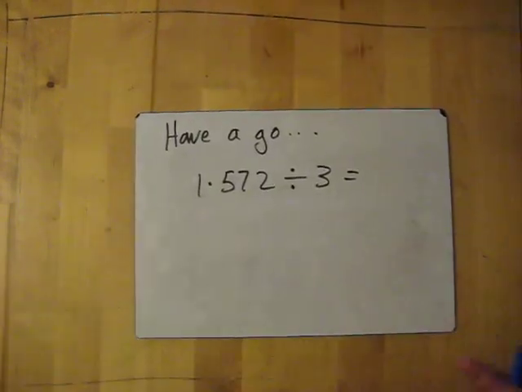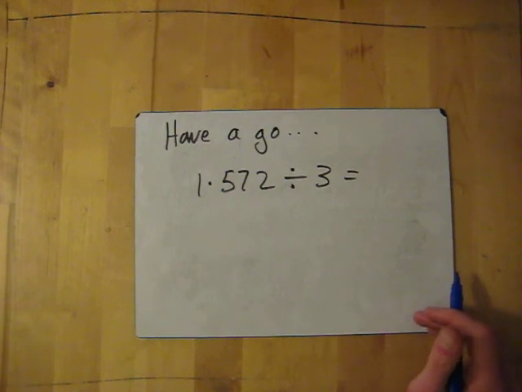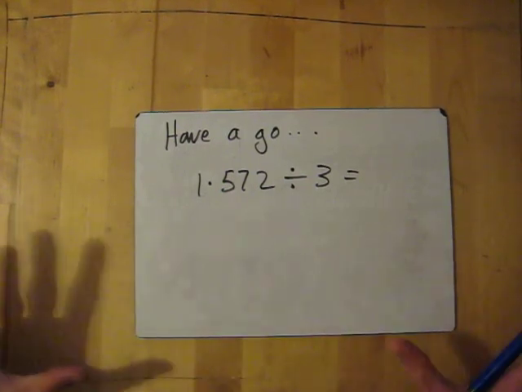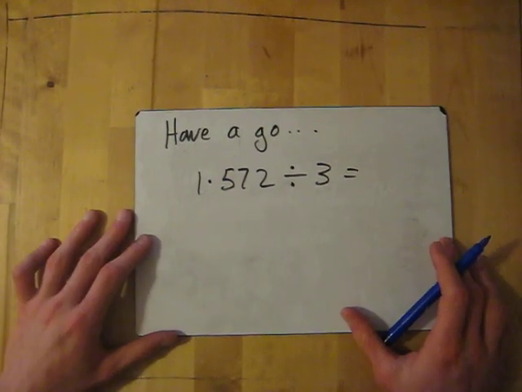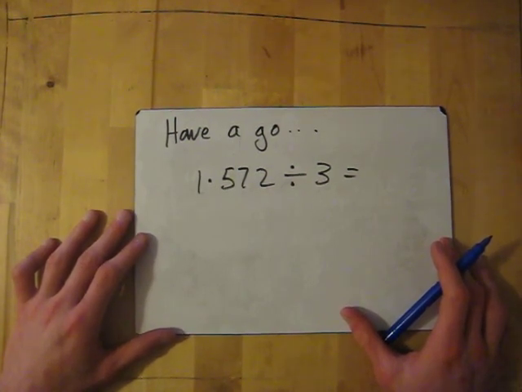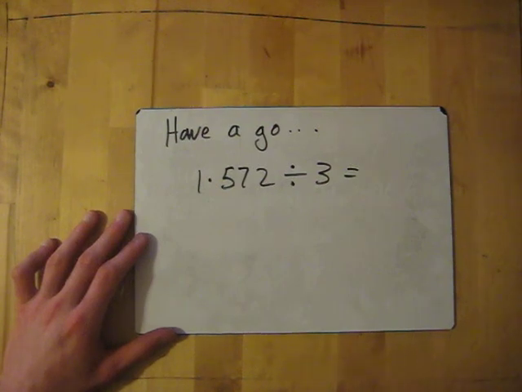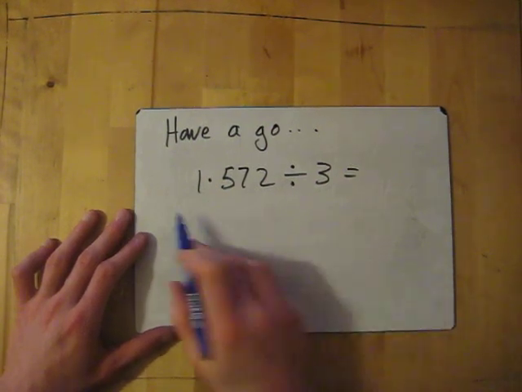Now, one for you to have a go at yourself. So, 1.572 divided by 3. Remember, forget about the decimal. And then just do a short division and then put it back in at the end. So, if you want to have a pause, I'm going to go through the answer in about 3 seconds. So, 3, 2, 1.